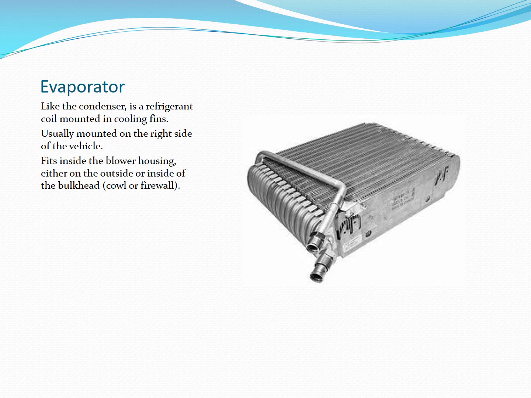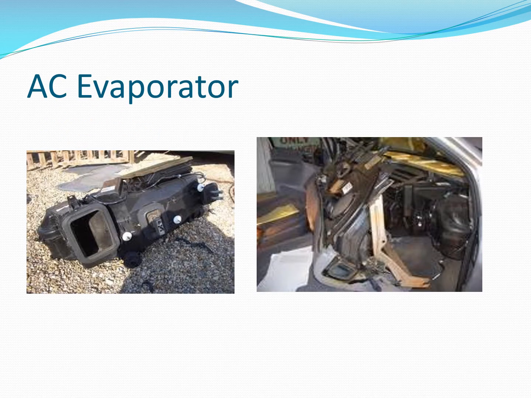This typically fits in a blower housing, a plastic box of some type, either on the outside or inside of the bulkhead. We're seeing more and more often that this is now put on the inside, somewhere back behind the glove box in a plastic box. So there's the plastic box that I told you about there on the left. The picture on the right is a picture of the dashboard assembly removed or pulled away so that you can see where that plastic box is.